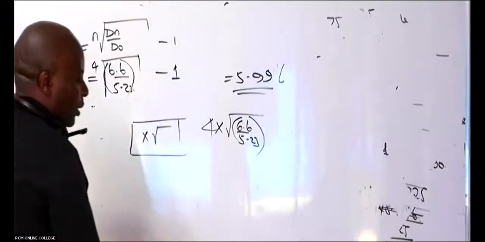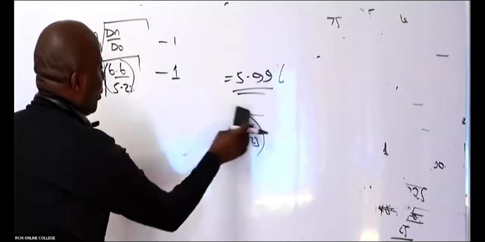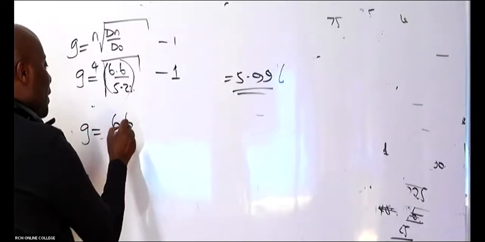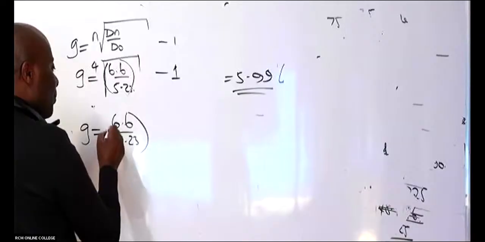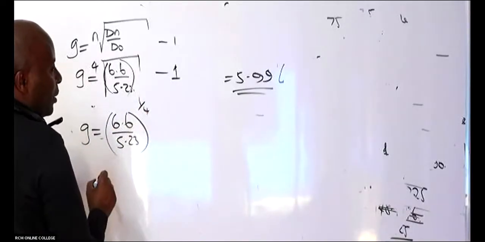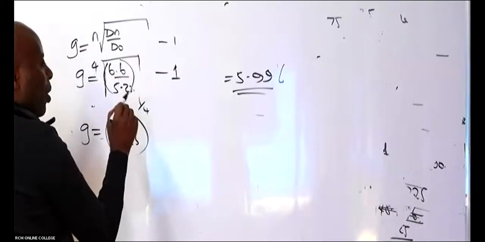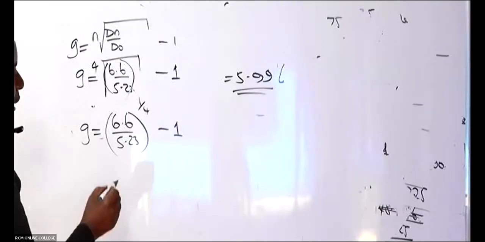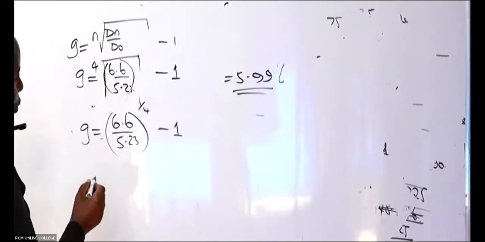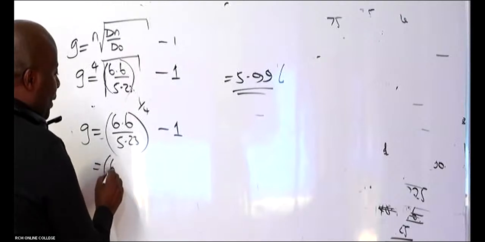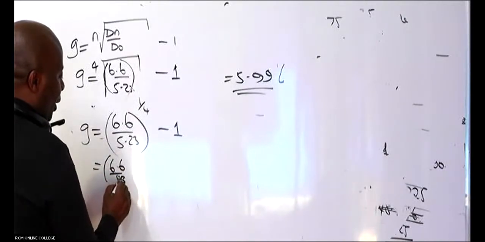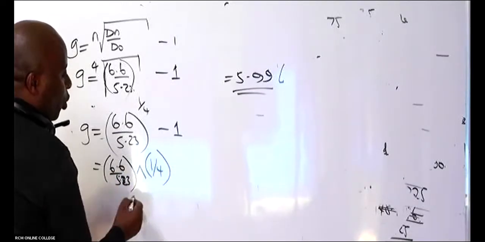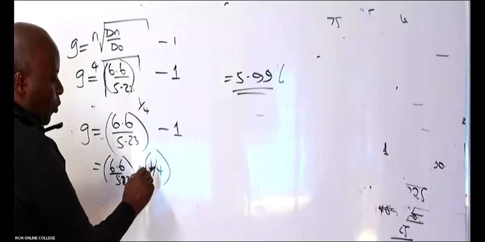Of course, there are those students who can never see this x root. I know them. If you can't see the x root, this is the same as saying 6.6 divided by 5.23 raised to a quarter, minus 1. Fourth root is the same as raised to a quarter. For some people, raising is easier. So you put 6.6 over 5.23 into brackets, and say raised to 1 over 4. You must put this 1 over 4 in brackets.